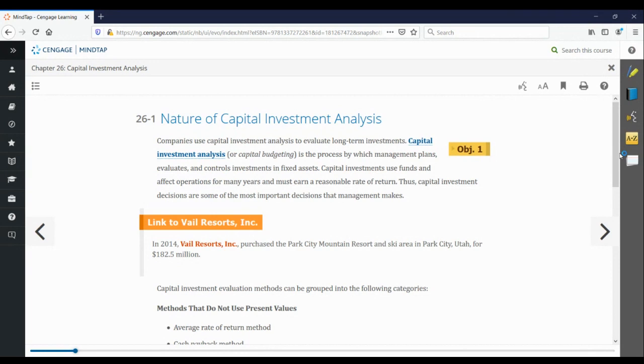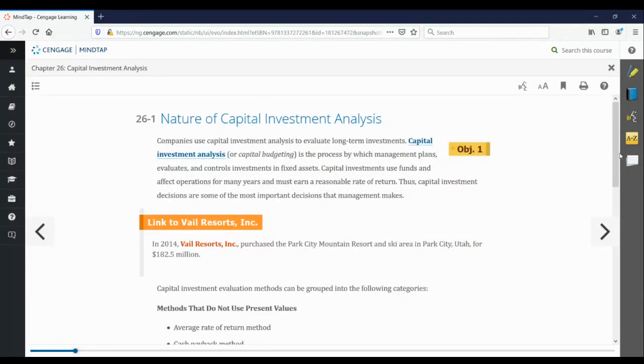The first 2 methods that we're going to look at are not going to use what we call present value analysis. They're very simple methods that will allow us to calculate or evaluate whether or not we need to invest in certain types of assets. And they are simple methods that we're going to start with, where they do not use present value techniques.